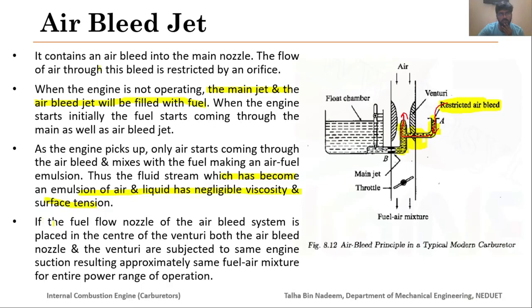and surface tension. If the fuel flow nozzle of the air bleed system is placed in the center of the venturi, both the air bleed nozzle and the venturi are subjected to the same engine suction, resulting in approximately the same fuel air mixture for the entire power range of operation. So as we increase the load, as the throttle valve is opened more, the richer the air fuel mixture would be. So we want to provide a constant sort of air fuel mixture, so we will incorporate these air bleed jets. I hope it is clear to all of you.